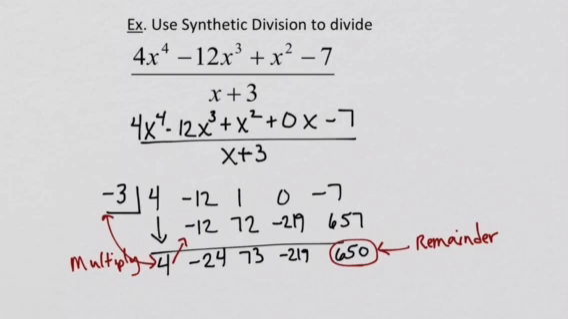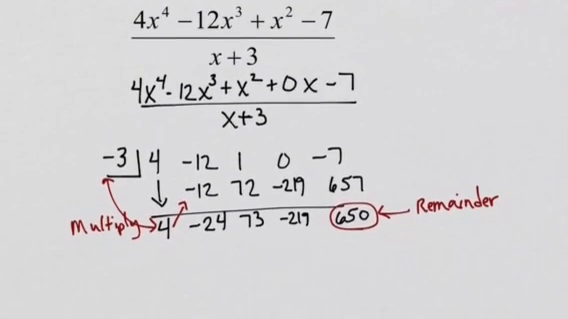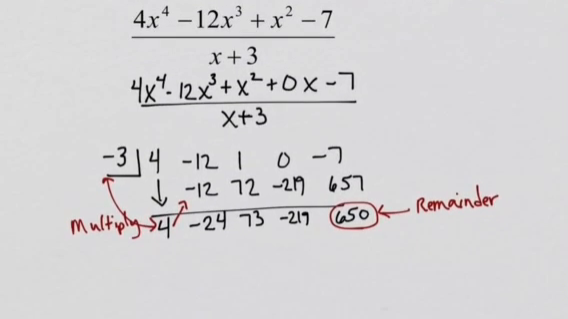So in writing our final answer, the numbers that we've found below the line are the coefficients of our answer. The last number is our remainder. So we'll write it as whatever our highest power was in the original problem in the numerator, 4, we go down 1 power to x cubed.